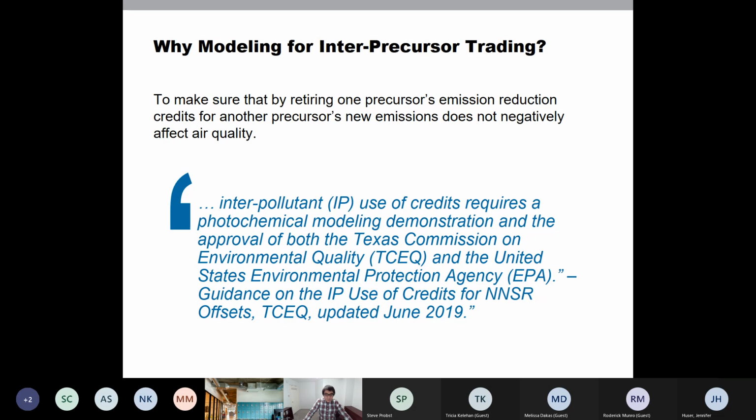And TCEQ and EPA took that argument and were fine with it, but lately they have been asking us to do some photochemical grid modeling, some ozone modeling, to see if the scientific modeling really tells us the same conclusion. So this is the reason that we have to do modeling for this trading, to demonstrate it.